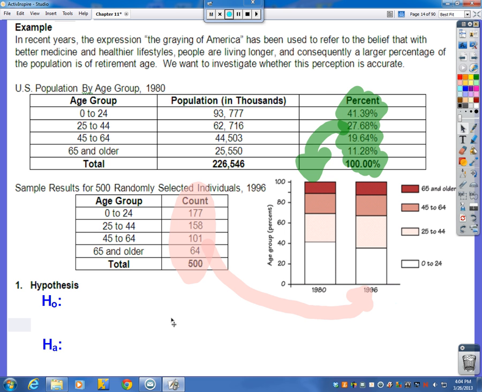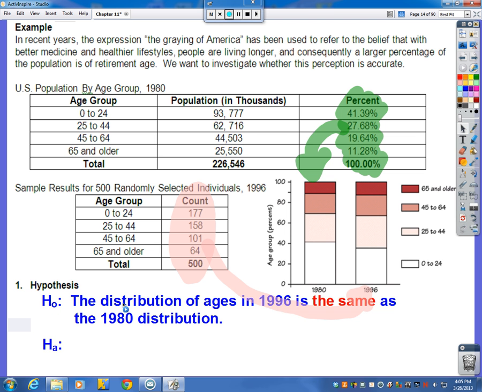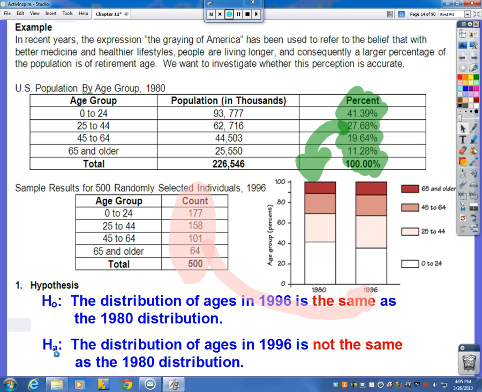So for our hypotheses, we're still going to do the 4-step process: hypotheses, conditions, calculations, and conclusion. Our null is that the distribution of ages in 1996 is the same as the 1980 distribution. We're going to assume first that these are roughly equal. Alternatively, we want to show that the ages in 1996 are not the same as in 1980.